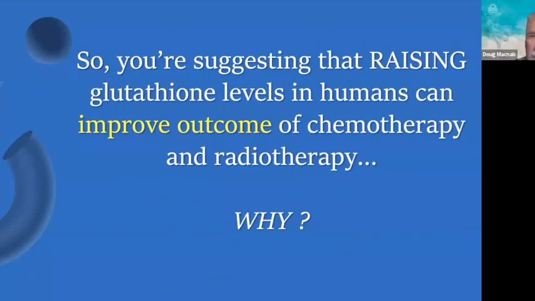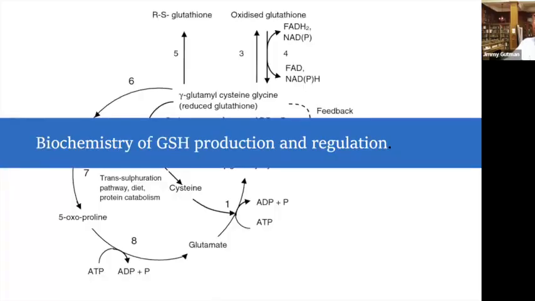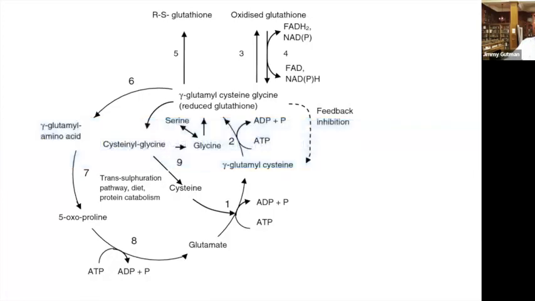So you are suggesting that raising glutathione levels in humans can improve the outcome of chemotherapy and radiotherapy. Why is that? Unfortunately, we have to look at a little bit of biochemistry. I'll have this chart up there that you can download a copy of this lecture later on and study it if you're keen enough. But let me just focus in on one spot in this diagram.